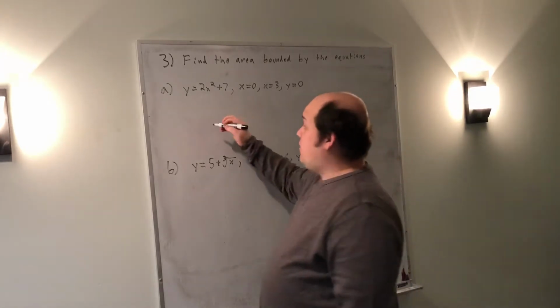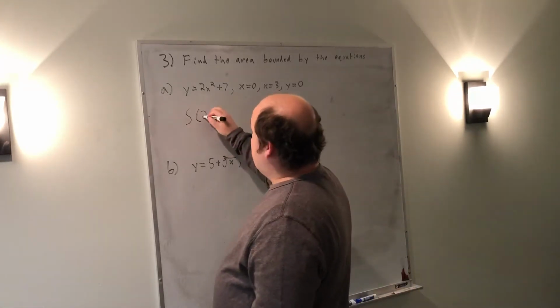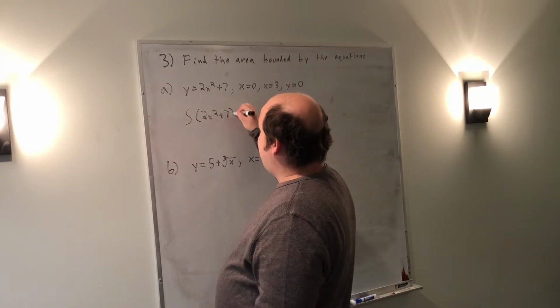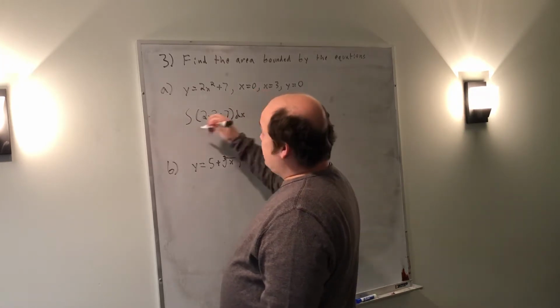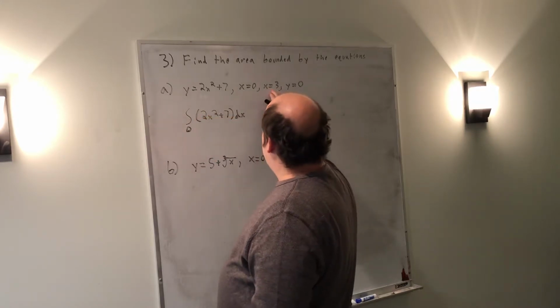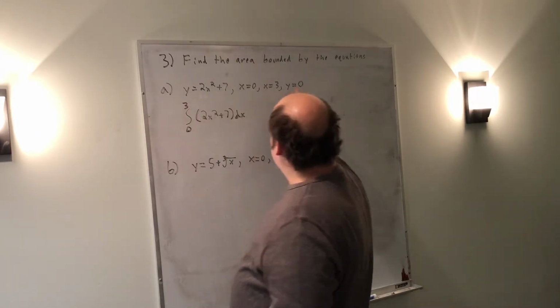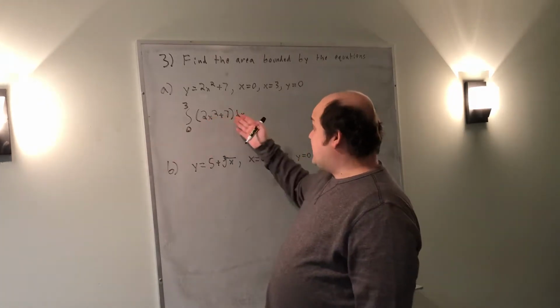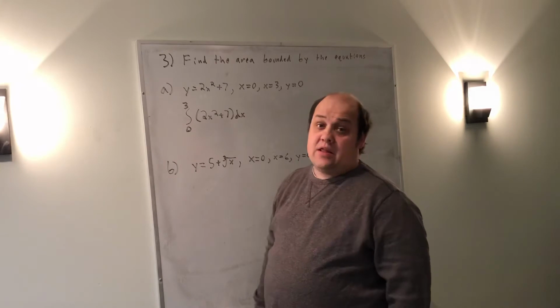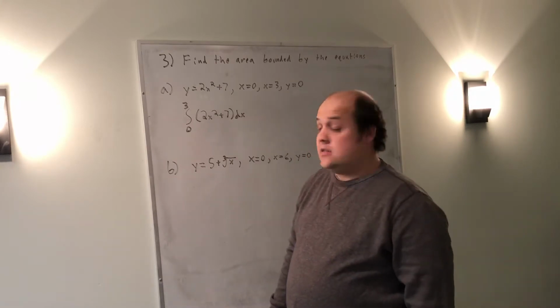The function itself goes inside the integral, 2x squared plus 7. It goes dx, and it goes from the lower x value, 0, to the higher x value, 3. This y equals 0 is implied by the integral, saying what's the area under the curve down to the line y equals 0 over the axis.